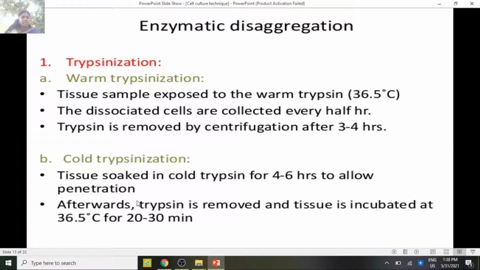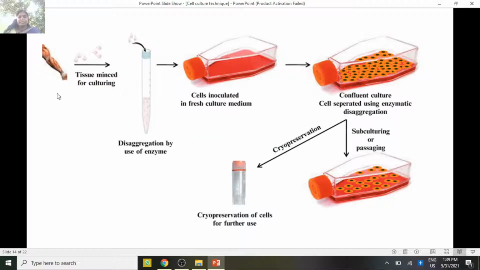Cold trypsinization: the tissue soaks in cold trypsin for 4 to 6 hours to allow the penetration. That means they are incubated at a low temperature. After the trypsin is removed, the tissue is incubated at 36 degrees for 20 to 30 minutes. It is enzymatic treatment. After the tissue is treated, the cells are inoculated with fresh media and grown in the monolayer condition after enzymatic disaggregation.